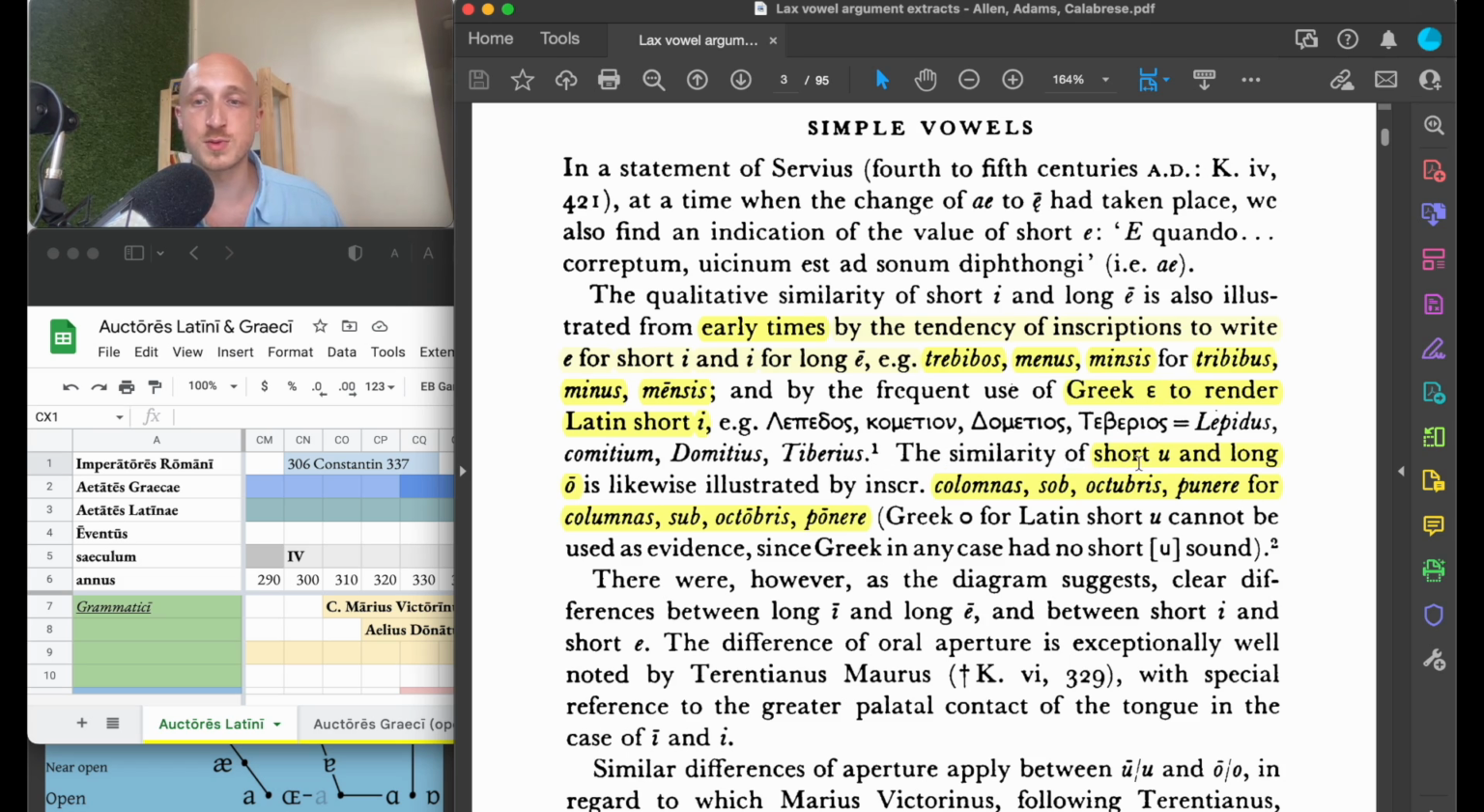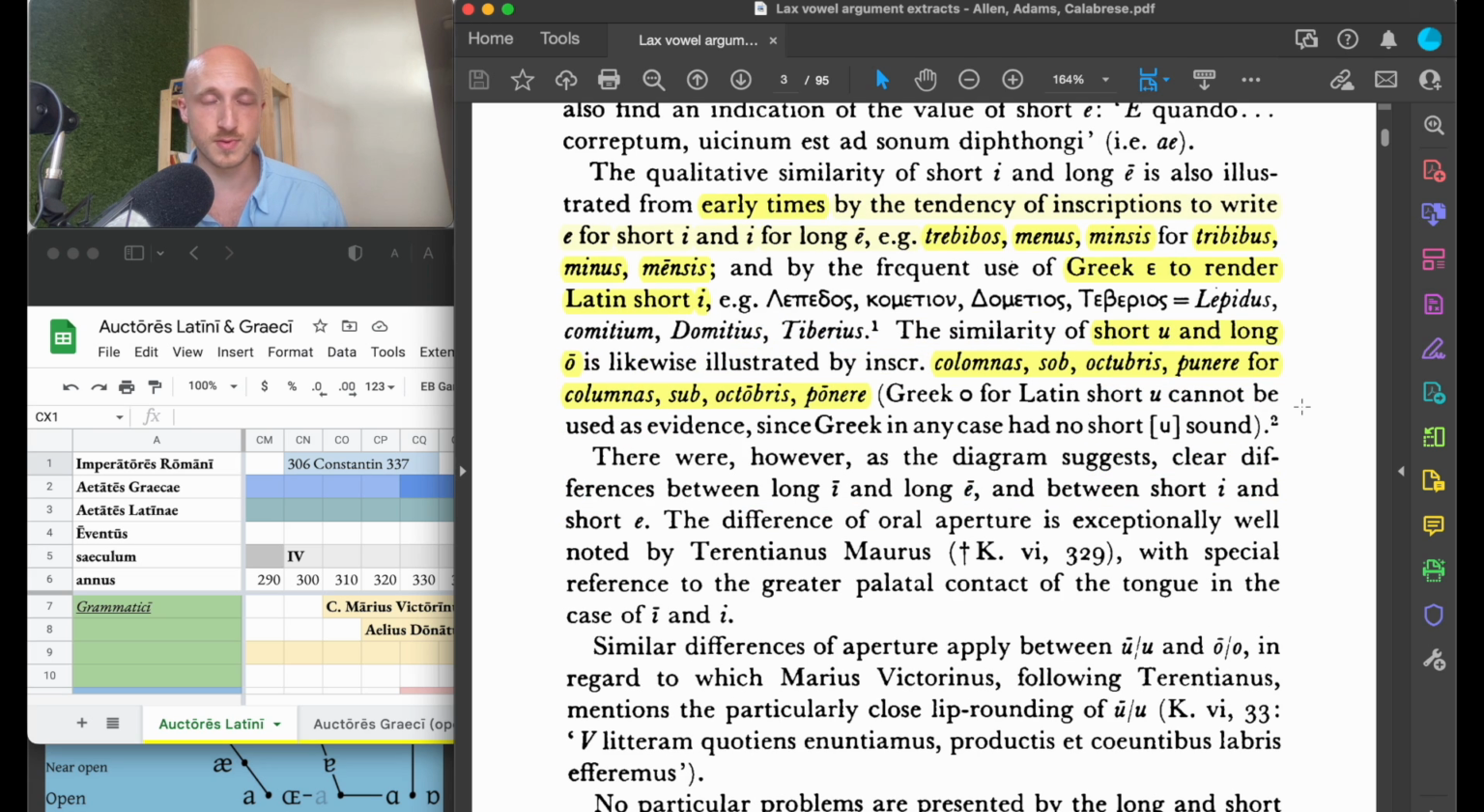The similarity of short u and long o is likewise illustrated by inscriptions: columnas sub octubris punere for columnas sub octobris ponere. And of course he mentions that Greek omicron for Latin short u cannot be used as evidence, since Greek in any case had no short u sound. Well, of course, it depends on the dialect and the time, but certainly any Greek that's going to interact with Latin is very unlikely to have a short u sound natively.